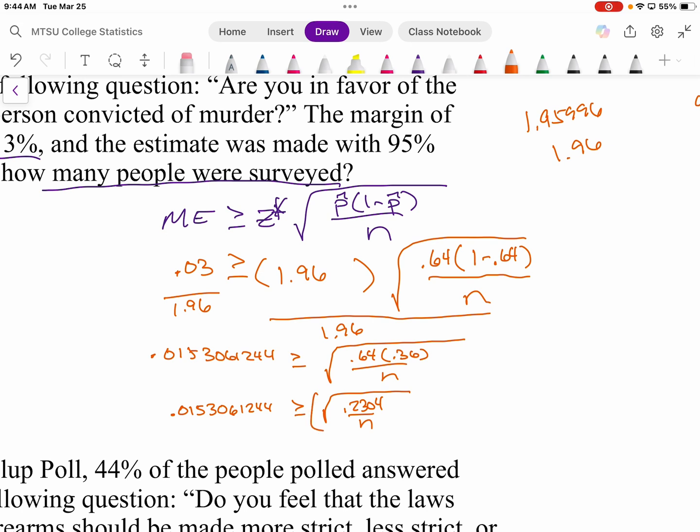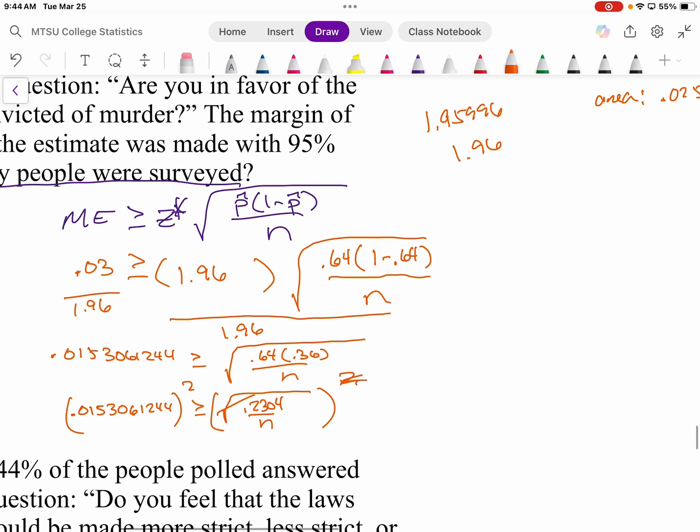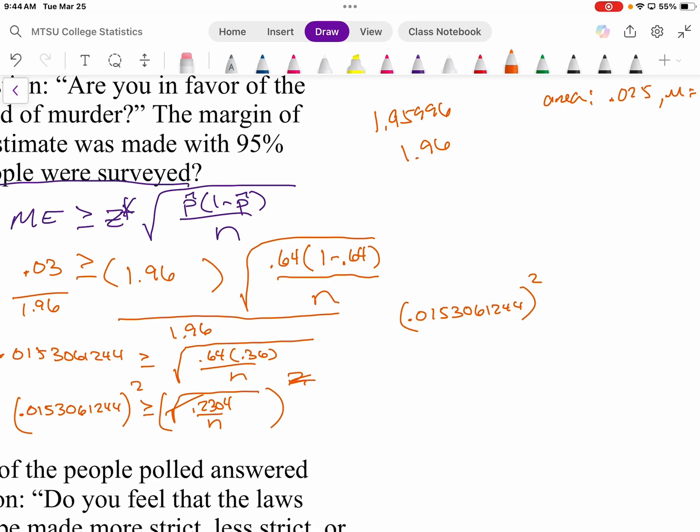Yeah, square it. Sorry, the air conditioner was louder than you. So I square both sides. That gets rid of the square root. So then now I have 0.0153061244 quantity squared. I'm not going to square it because it's going to put it in scientific notation. That is greater than or equal to 0.2304 over n.